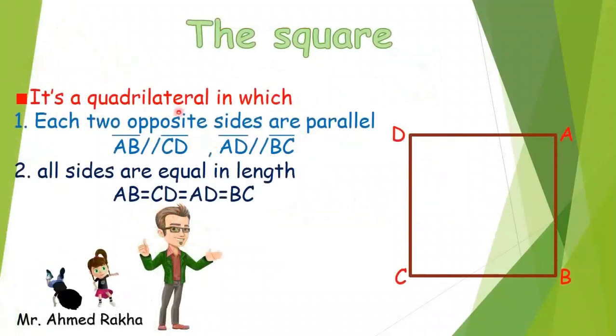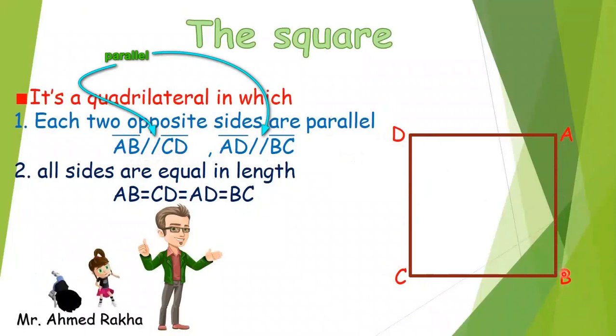The square is a quadrilateral. What's the meaning? That means we have four sides: AB, BC, CD, and AD. Each two opposite sides are parallel. What is the meaning of parallel? Parallel means each two opposite sides will never intersect. That means AB is parallel to CD, and AD is parallel to BC.